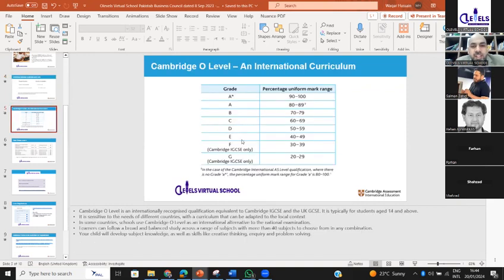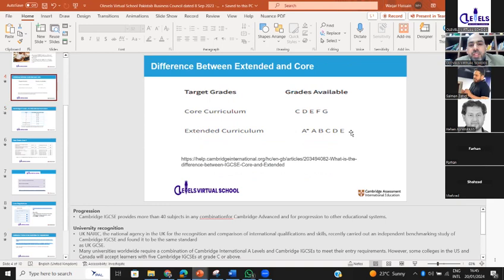Let's see, if they get D, that means between 50 to 59. That is still a pass. E is 40 to 49. They can go till 29% and then get G. No, what I mean is, let's say a student is registered for the extended course, which is up to C, right? But the extended is up to E.